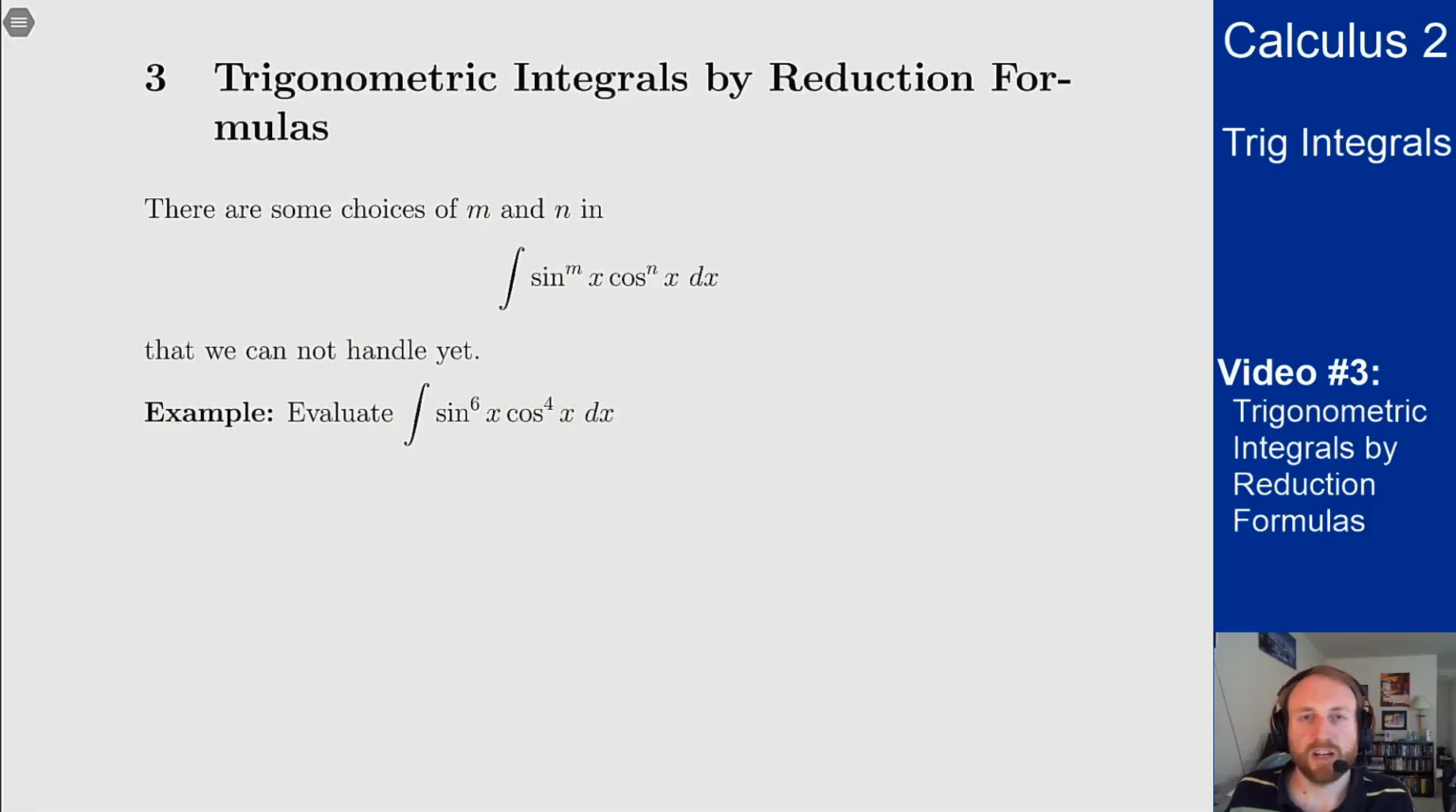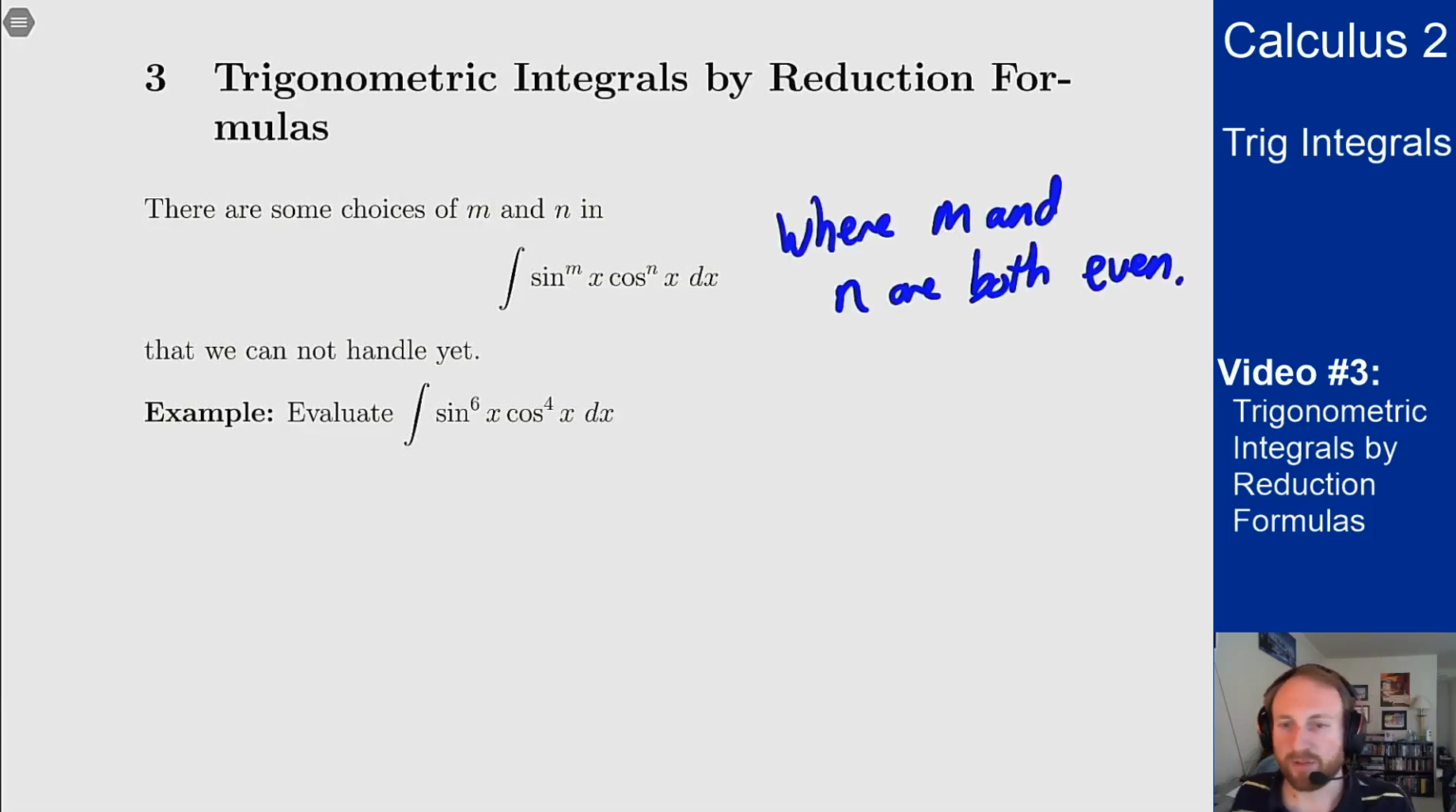In this video, we'll talk about the last case that we could not solve before for integrals of powers of sines and cosines. And this is going to require a new technique called reduction formulas to solve out completely. Like we mentioned in the last video, there are some choices of m and n where we cannot yet handle this integral, the integral of sine to the m of x, cosine to the n of x, and these are ones where m and n are both even.